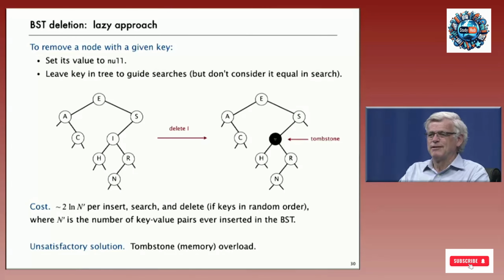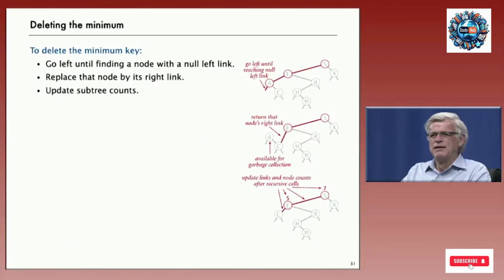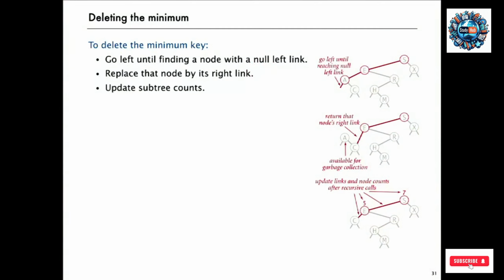This is a general method that people often use in all different types of implementations, but in modern systems it's rather unsatisfactory. Well, let's look at a simpler problem. What about deleting the minimum? Actually, that's maybe not too difficult. To delete the minimum in a binary search tree, again, we just go to the left until we get a null left link. And then what we can do is just return that node's right link. Then that old node, nobody's pointing to it, so it's available for garbage collection.